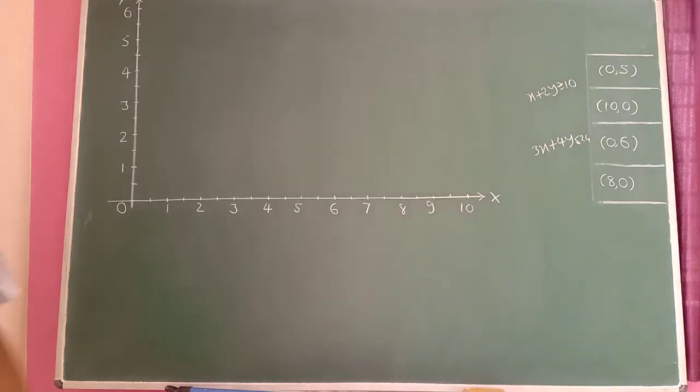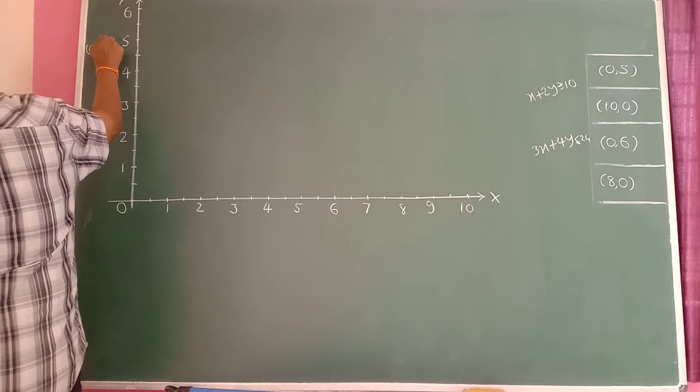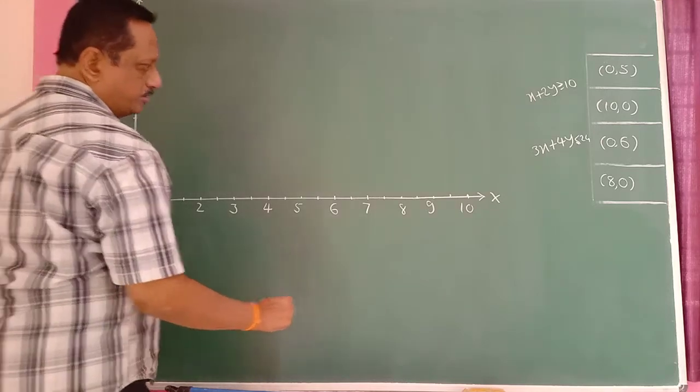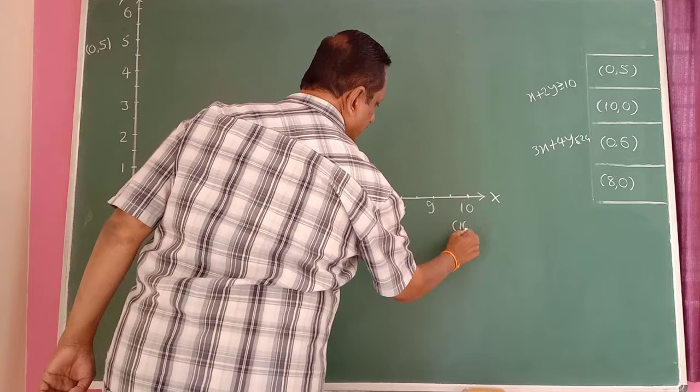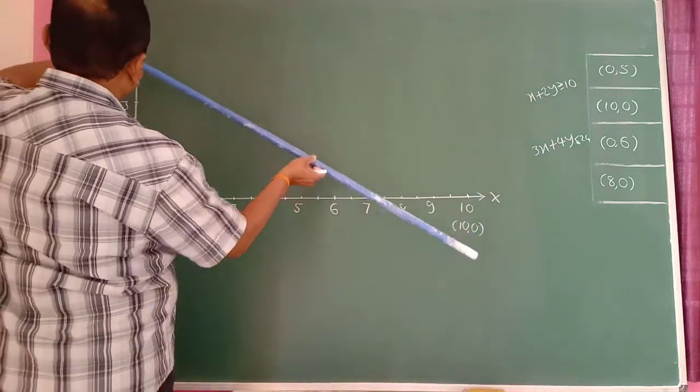So (0, 5) is a point on the y-axis. Then (10, 0) is a point on the x-axis. Then plot both points here.